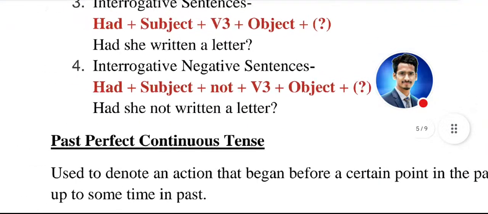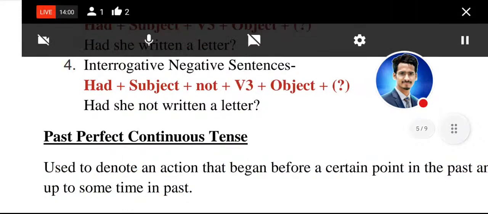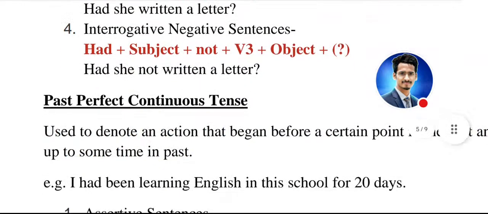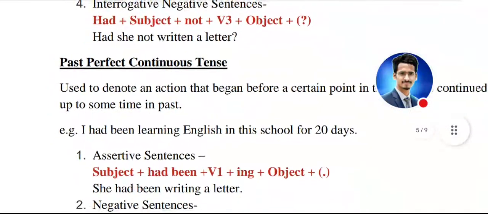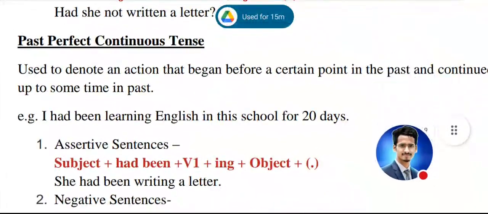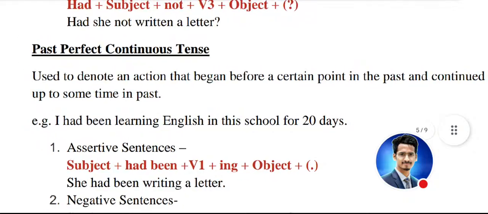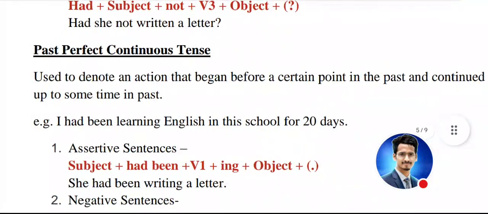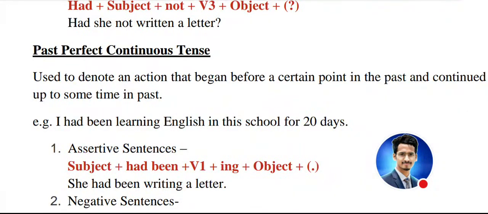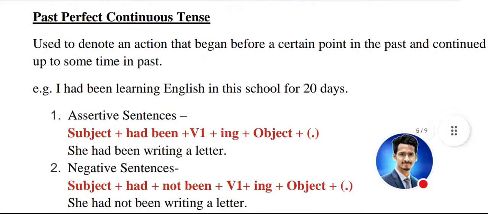So the last tense for today is past perfect continuous. Past perfect continuous tense is used to denote an action that began before a certain point in the past and continued up to some time in the past, and the incident was continuing in the past and then finished. So let's see the structure.